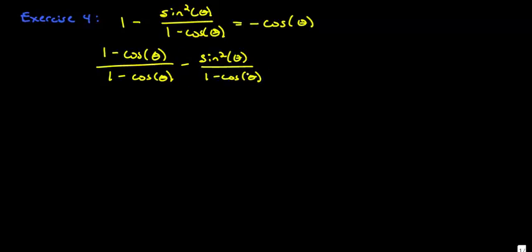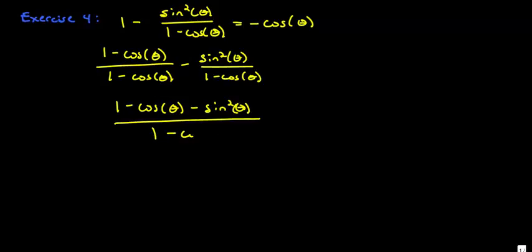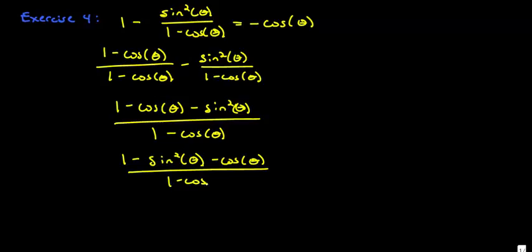So now I can combine the tops together. So this is 1 minus cosine minus sine squared, and that's all over 1 minus cosine theta. Now what I'm going to do is rearrange these terms, so like this. I'm going to go 1 minus sine squared theta minus cosine all over 1 minus cosine.